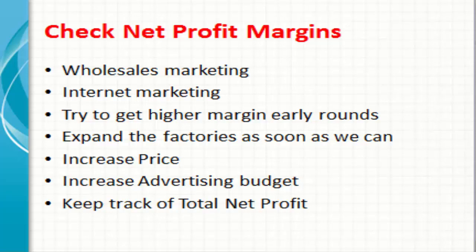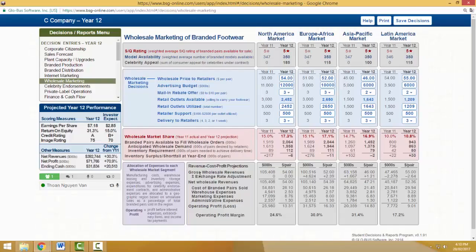I just went through three guidelines: how to know the internet market share, how to know the wholesale market share of our company, and how to increase margins, operating profit per pair of shoes. If you want to do so, we just increase the price here. To support the sale, we can increase the advertising budget here, right? When we do so, remember that we always need to keep track of net profit.